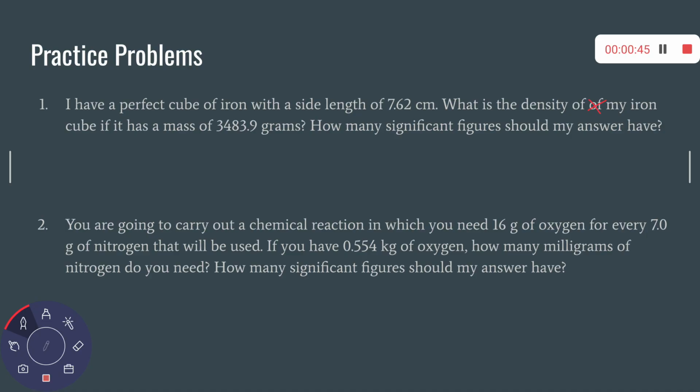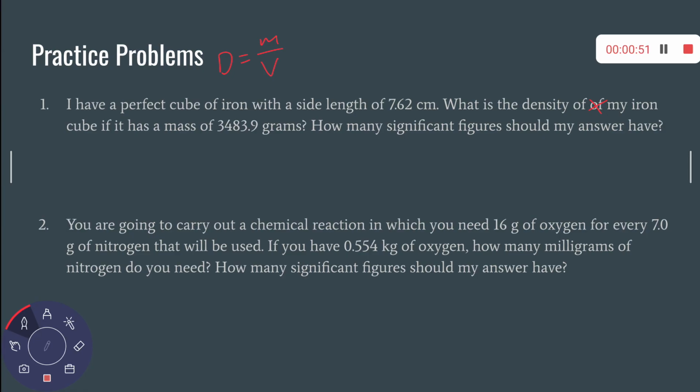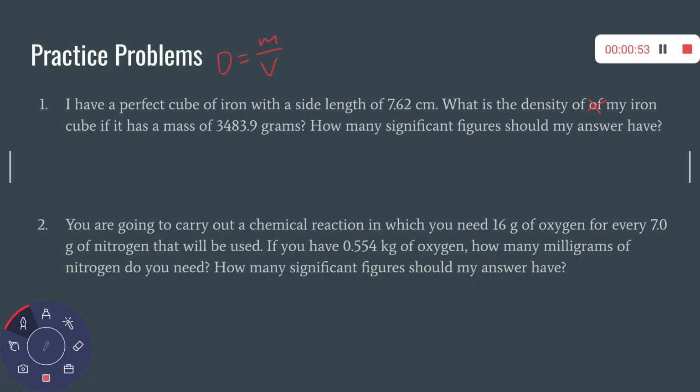So remember that density is mass over volume. So if I want to calculate the density, I need mass and I need volume. Lucky for us, we already have mass, but what we do need is volume. Because this is a cube, we know the volume of a cube is the length times the width times the height. So we know we have a side length of 7.62 centimeters. So I'm going to take this value and I'm going to cube it.